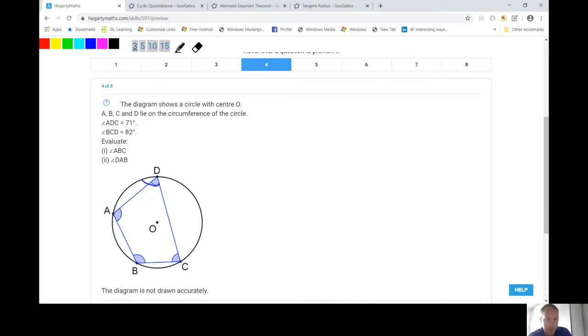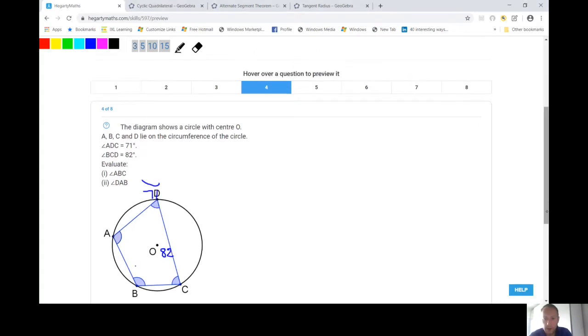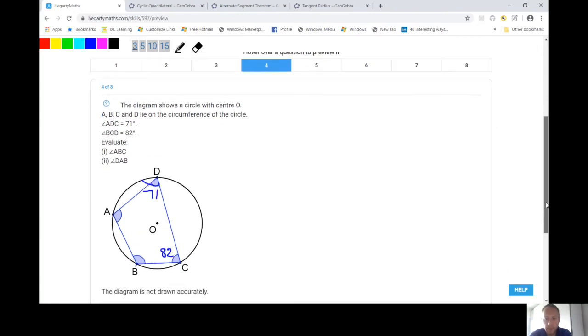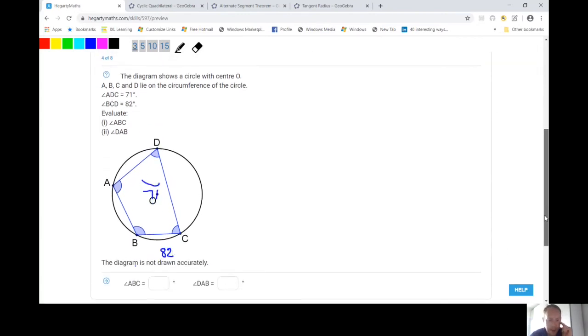Okay, so ADC is 71, so that one's 71. BCD is 82, this one's 82. And what's it asking me to find? It says, find angle ABC and DAB. So ABC, let's just get rid of that again. So this one was 71, and this one was 82.